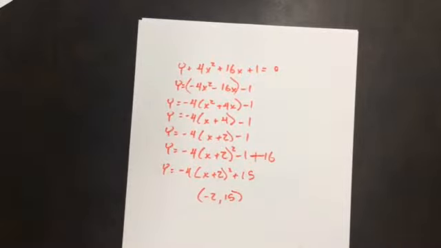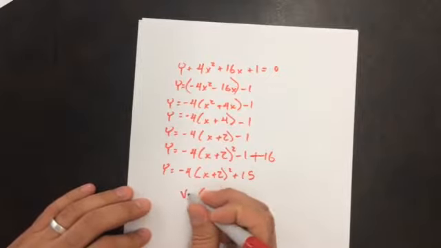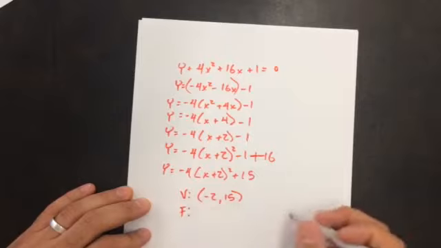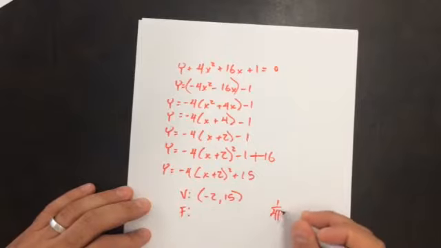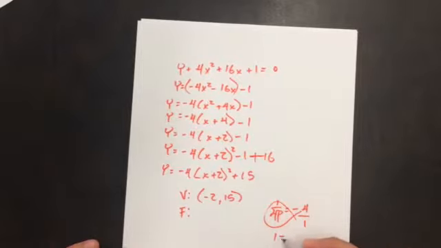My focus is going to be, this is the vertex. Focus, I got to figure out what P is. 1 over 4p equals negative 4. Negative 4 as a fraction is over 1. Cross multiply, I get 1 equals negative 16p. Divide by negative 16. P equals negative 1/16.